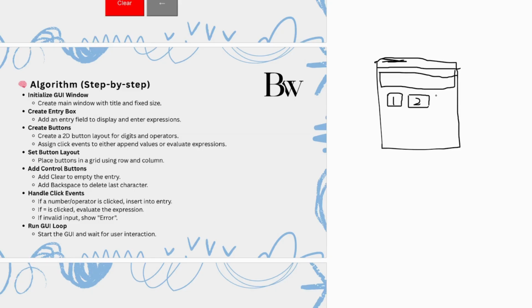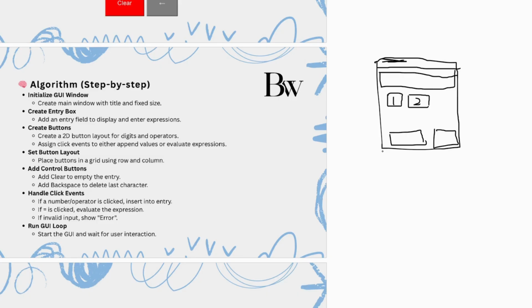And we should also include clear and backspace buttons. These buttons will be displayed here, guys. This is the clear button, and this would be our backspace button. Okay, and even these buttons will have some events. And at the end, we're gonna run this application in a GUI loop so that the user can interact with it whenever they want.